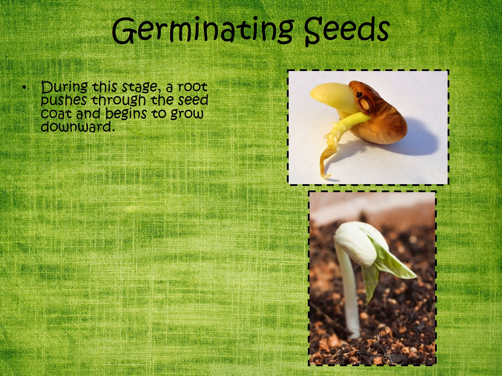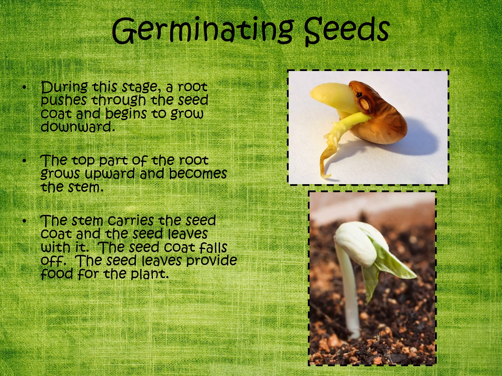During this stage, a root pushes through the seed coat and begins to grow downward. The top part of the root grows upwards and becomes the stem. The stem carries the seed coat and the seed leaves with it. The seed coat falls off. The seed leaves provide food for the plant. 2 small leaves begin to grow from between the seed leaves. So notice those different parts in the pictures.